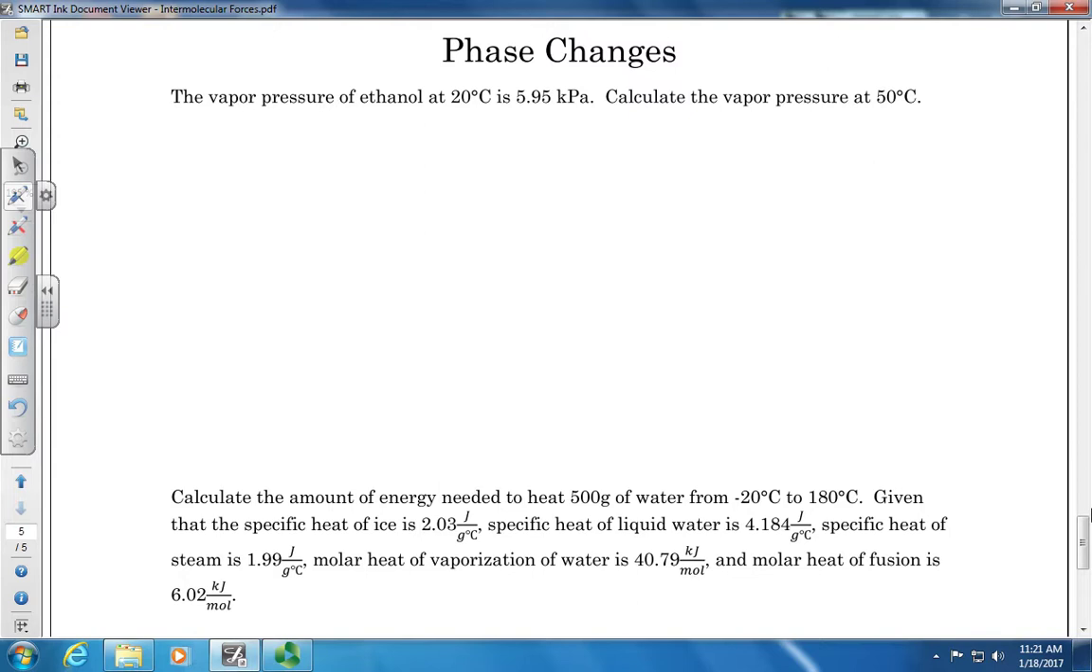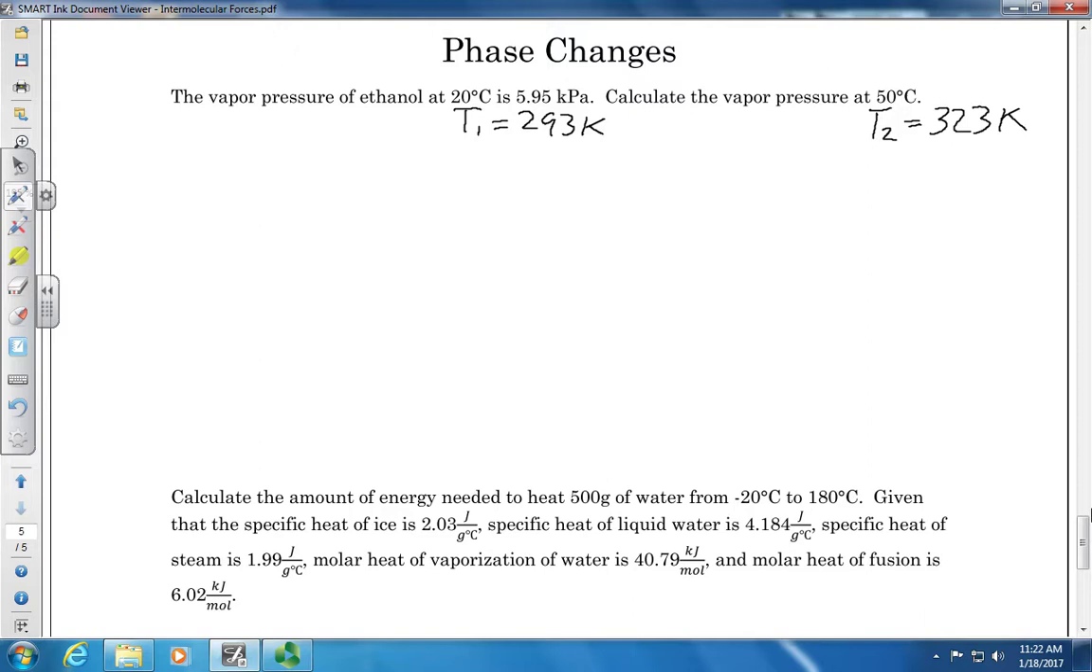We're given that the vapor pressure of ethanol at 20 degrees Celsius is 5.95 kilopascals. We're asked to calculate the vapor pressure at 50 degrees Celsius. So the first thing we're going to want to do is convert all these Celsius temperatures into Kelvin. We'll call this one T1, and T1, 20 plus 273, is going to give us 293 K. And we're going to call this one T2, and that's 50 plus 273, which gives us 323 Kelvin.